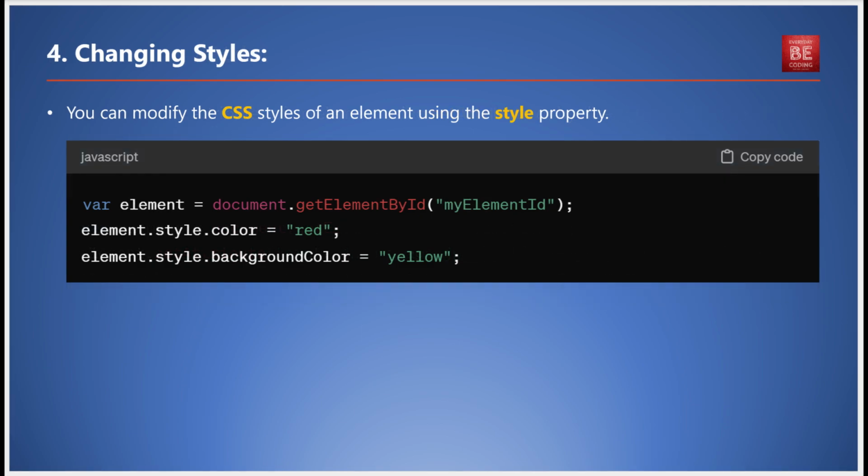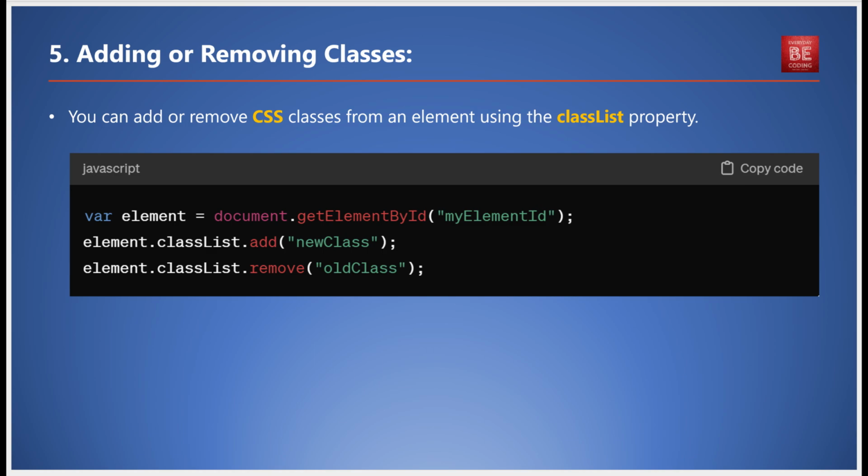Now, what if you want to modify the CSS styles of an element? The style property is your friend. Here's how to do it. var element = document.getElementById("myElementId"); element.style.color = "red"; element.style.backgroundColor = "yellow".